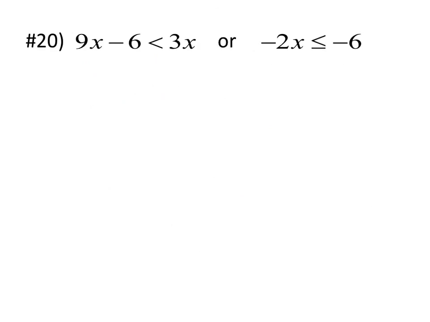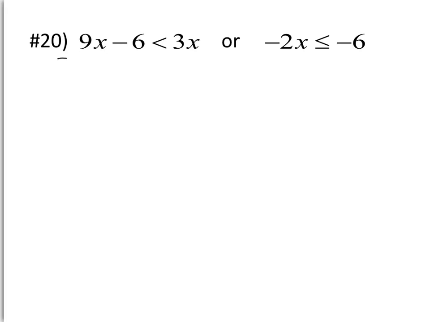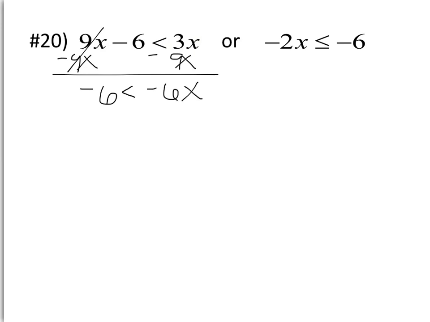And number 20, I'm going to subtract 9x from both sides, because I need to keep something over here, giving me negative 6 is less than negative 6x. I divide both sides by negative 6. When I do so, I need to flip this sign because I'm dividing by a negative. Negative 6 divided by negative 6 is 1. I flip the sign, it was less than, now it's greater than. 1 is greater than x.